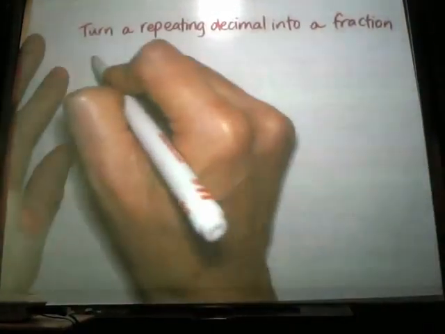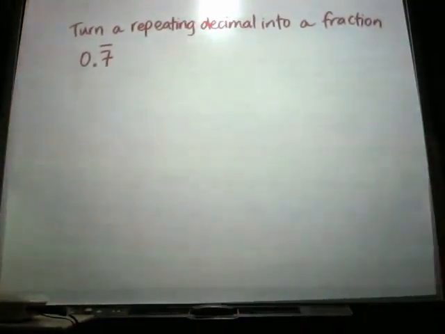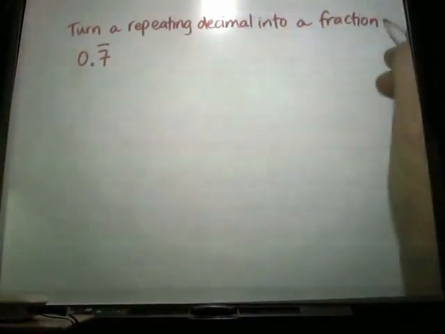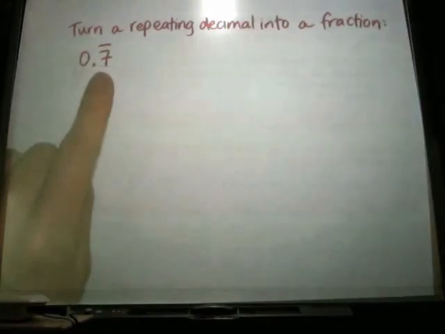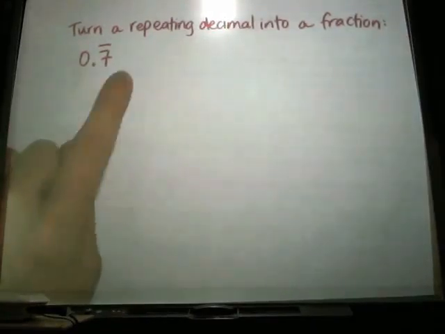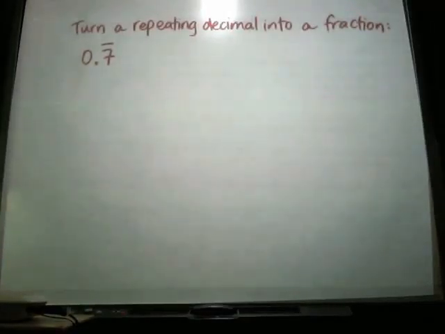Because if it's a repeating decimal, for example, 0.7 repeated, well, that 7 repeats to infinity. So I can't say this is 7/10, because it's not. It's 7, 7, 7, 7. There's more 7s. So there is a pattern of steps that I'm going to ask you to follow for this. And I will try to explain it as clearly as I can. It is a little confusing.